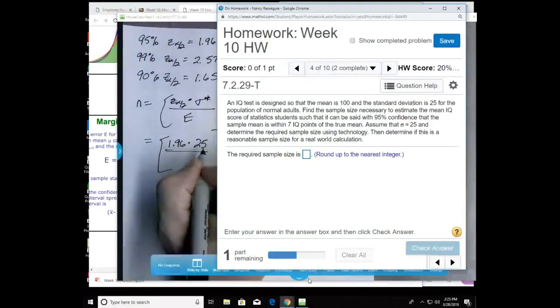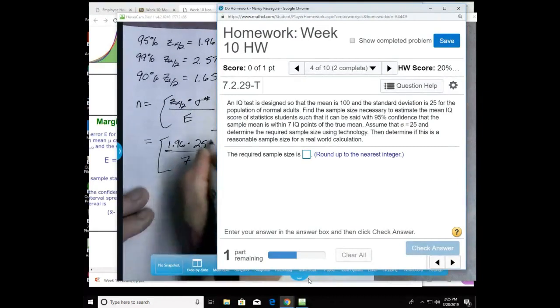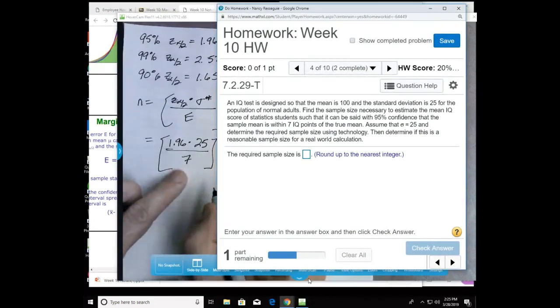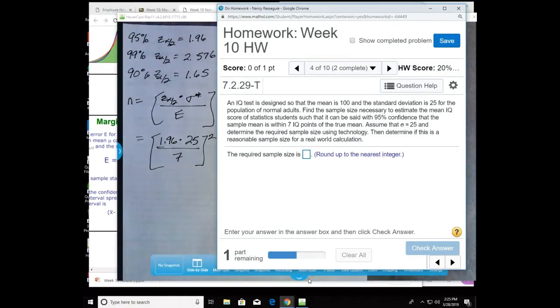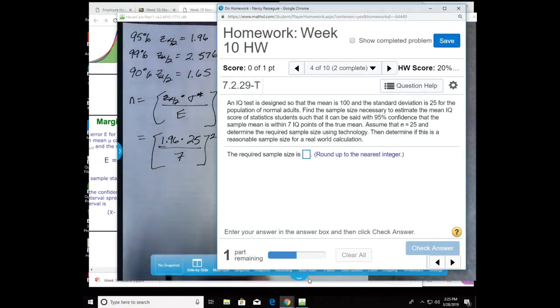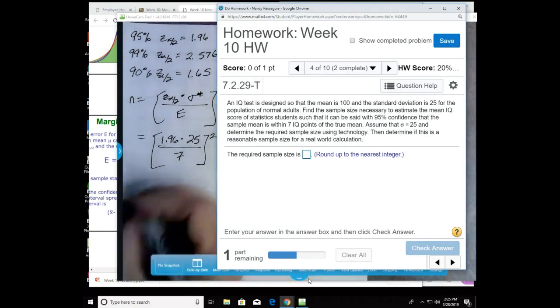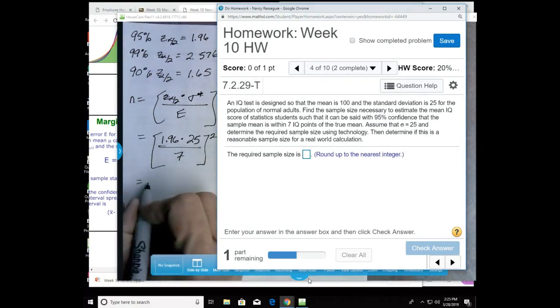And it said within 7 IQ points, so this is going to be a 7. Again, I'm not changing that to a decimal. I'm just leaving it with whatever number they gave me. So I'm just going to do that on my calculator. Okay, and mine came out to be exactly 49.